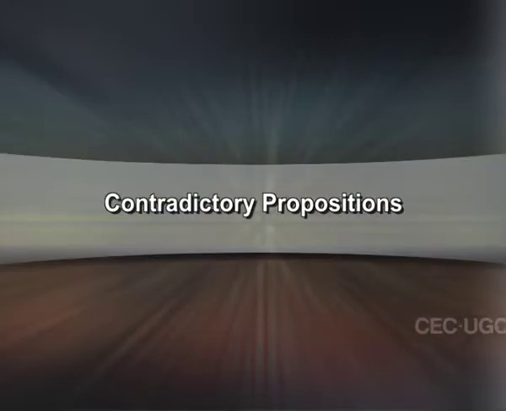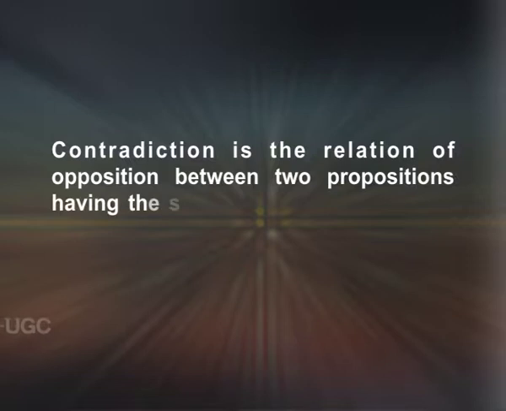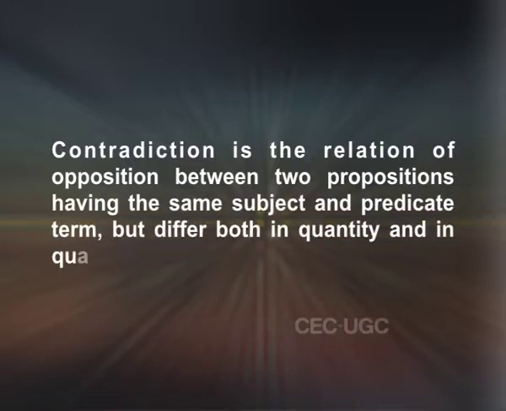Contradictory propositions. Two propositions are contradictories if one is the denial or negation of the other, that is, if they cannot both be true and they cannot both be false. Contradiction is the relation of opposition between two propositions having the same subject and predicate term, but differing both in quantity and in quality. The contradictory propositions are A and O, and E and I.